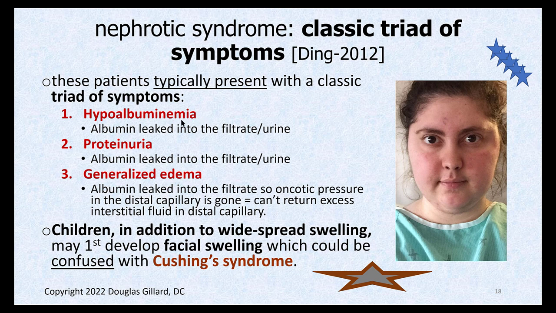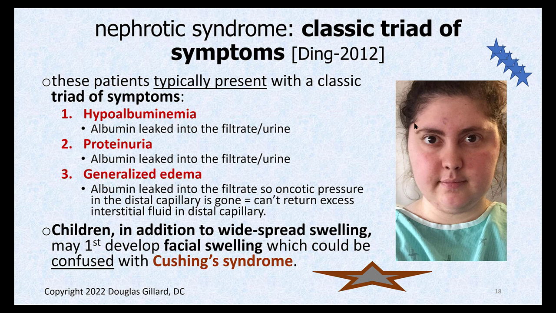Where does the albumin go? Well, it gets into the filtrate and goes into the toilet. It becomes urine. So they have proteinuria, protein in the urine. And then as a result of this, they swell because they don't have albumin. And so they swell up. They get a generalized edema.